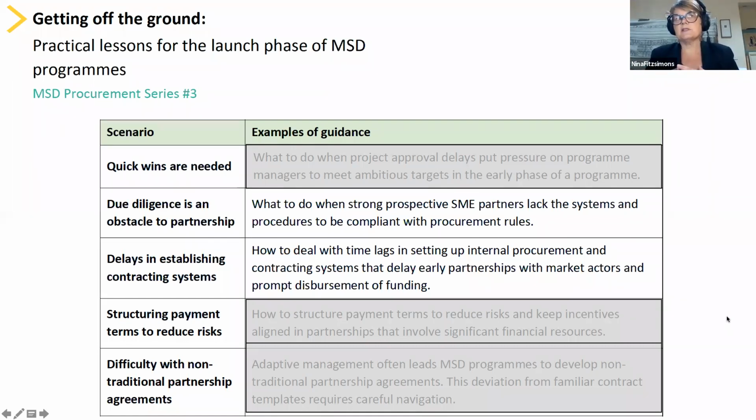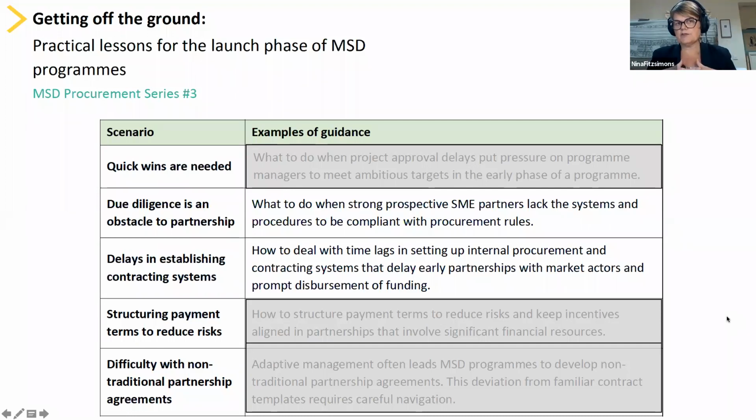And so one of the themes that runs through Getting Off the Ground and also the fourth paper, Fit for Business, is how do you build this trust? It seems such a simple thing, but it's something that many programs continue to struggle with.